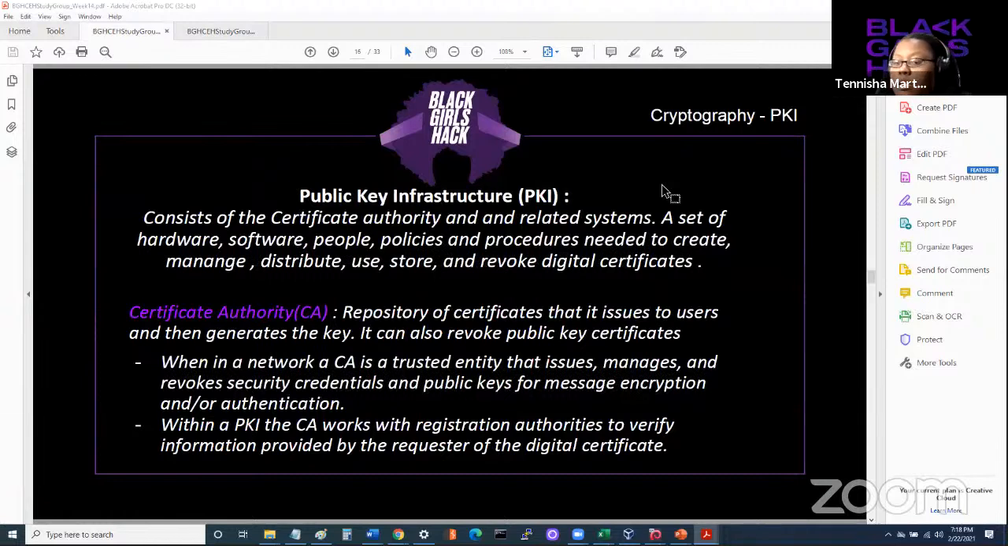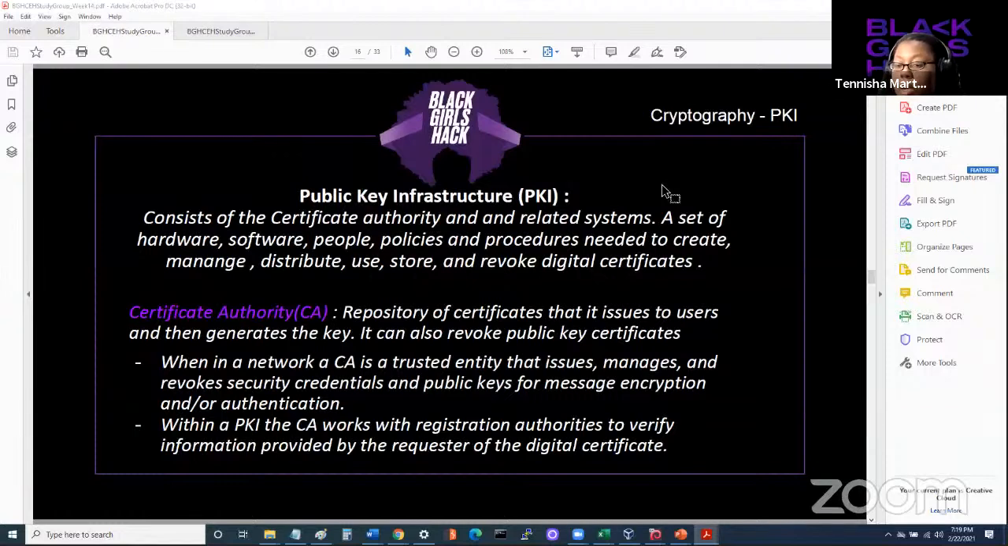All right, so PKI. When I took my test, I saw a lot of questions asking about the different parts of the PKI. So that's what you should know for this. It consists of a certificate authority and related systems, a set of hardware, software, people, policies, and procedures needed to create, manage, distribute, use, store, and revoke digital signatures. You should know that there's a certificate authority, or a CA. You might just see this on the exam as a CA. You should just know what that is. It's a repository of certificates that it issues to users and it generates a key. And it can also revoke public key certificates.